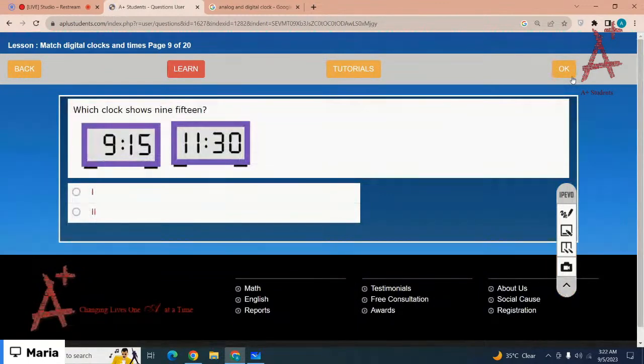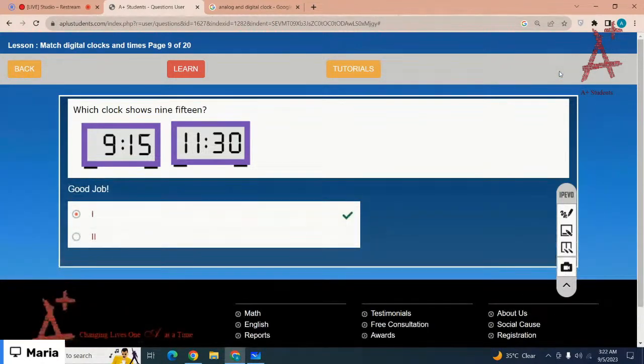Which clock shows 9:15? Which is the correct option? 9:15, 9 hours and 15 minutes, right? So option number 1 is the correct option.